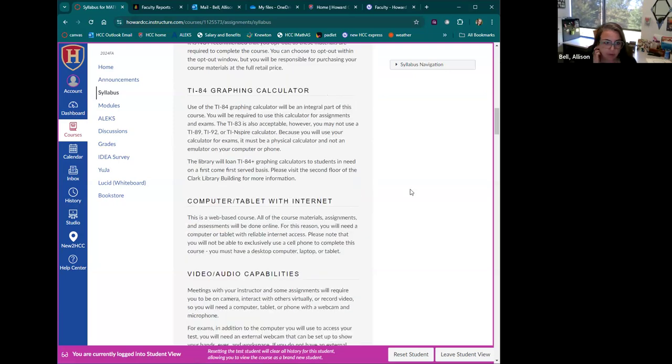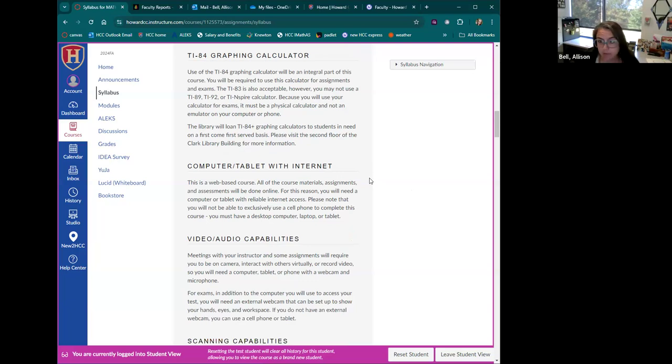Calculators. We need a TI graphing calculator, and TI-84 is the preferred calculator. If you have a TI-83, that's not the end of the world, but there might be some differences, and you might want to tell me when I start to talk to you about calculator commands, and then I can help you. And if you have an older calculator, I'm happy to help you.